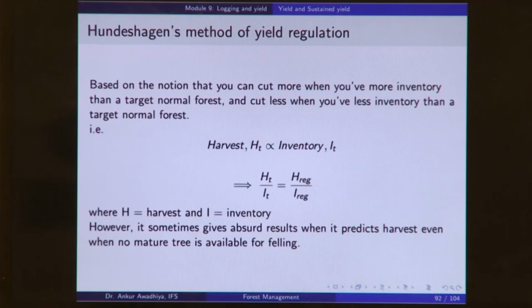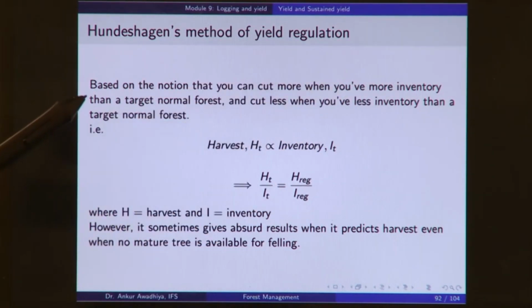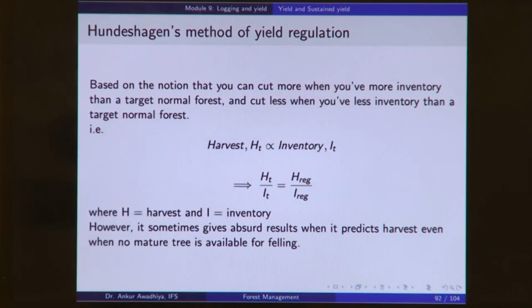Now, let us look at some more intricate methods. So, this is the Hundeshagen method of yield regulation. Now, this is a much better and a much more scientifically sound method. It is based on the notion that you can cut more when you have more inventory than a target normal forest, and you can cut less when you have less inventory than a target normal forest.